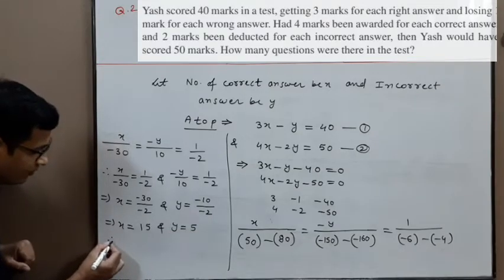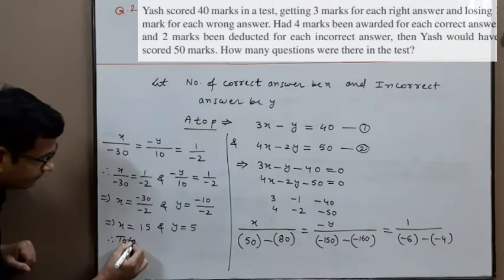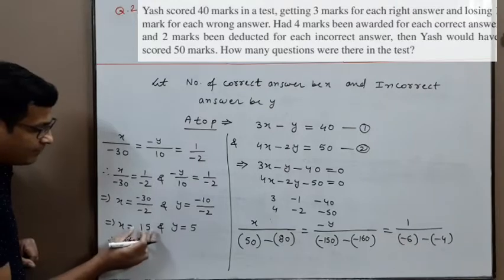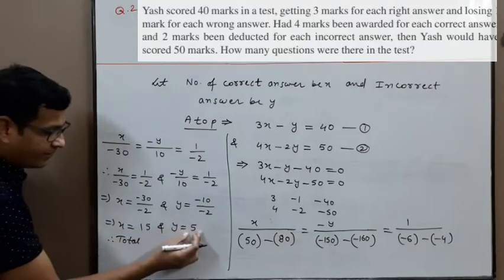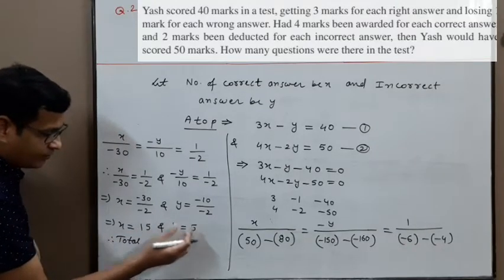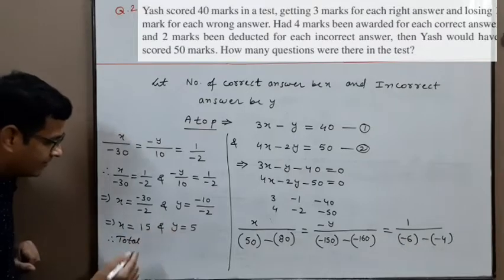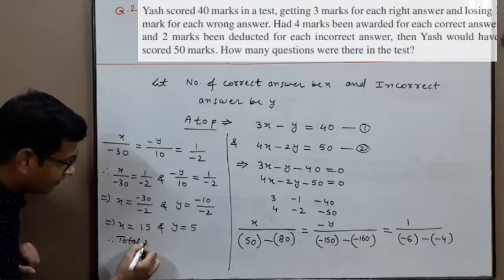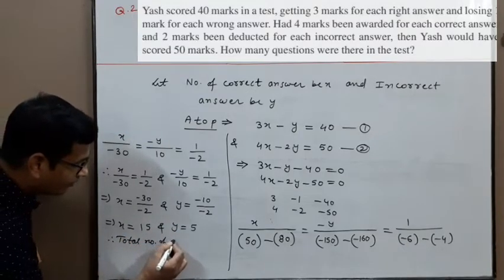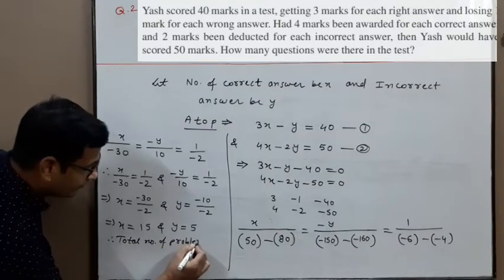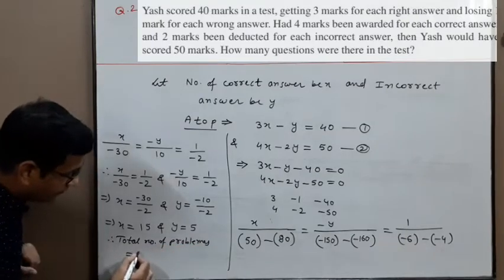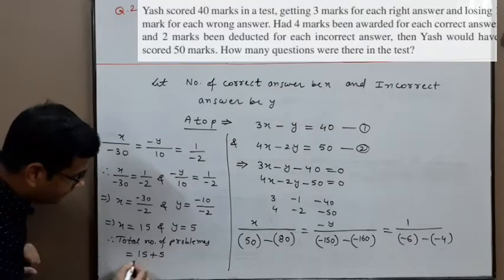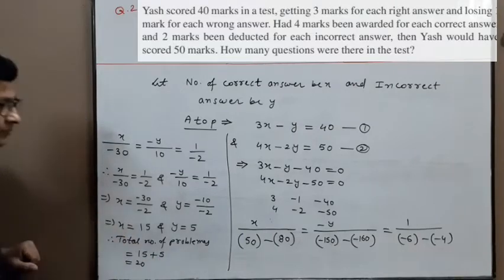Therefore, total number of questions: 15 is the number of correct answers and 5 is the number of incorrect answers. So the total number of questions is this plus this. So the total number of problems is equal to 15 plus 5, which is equal to 20.